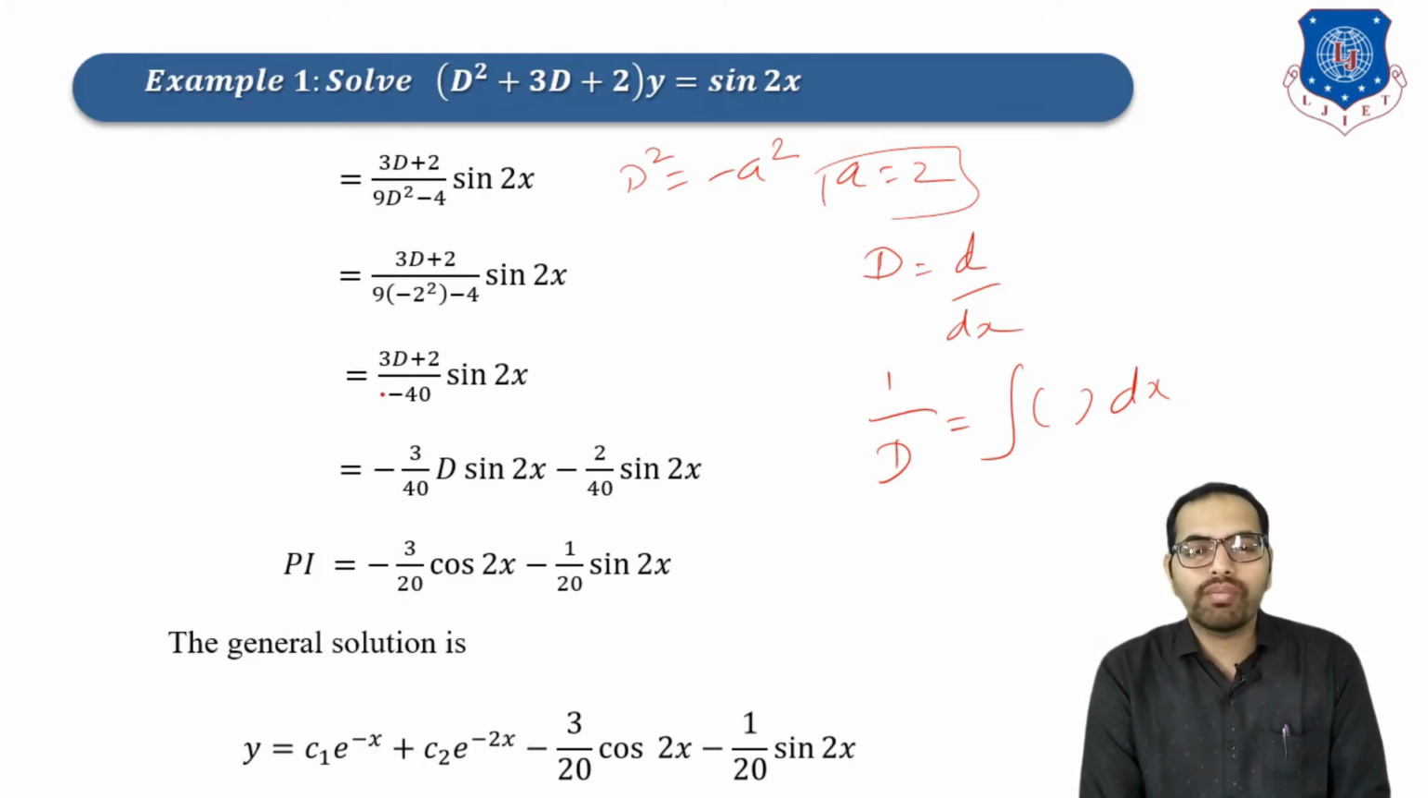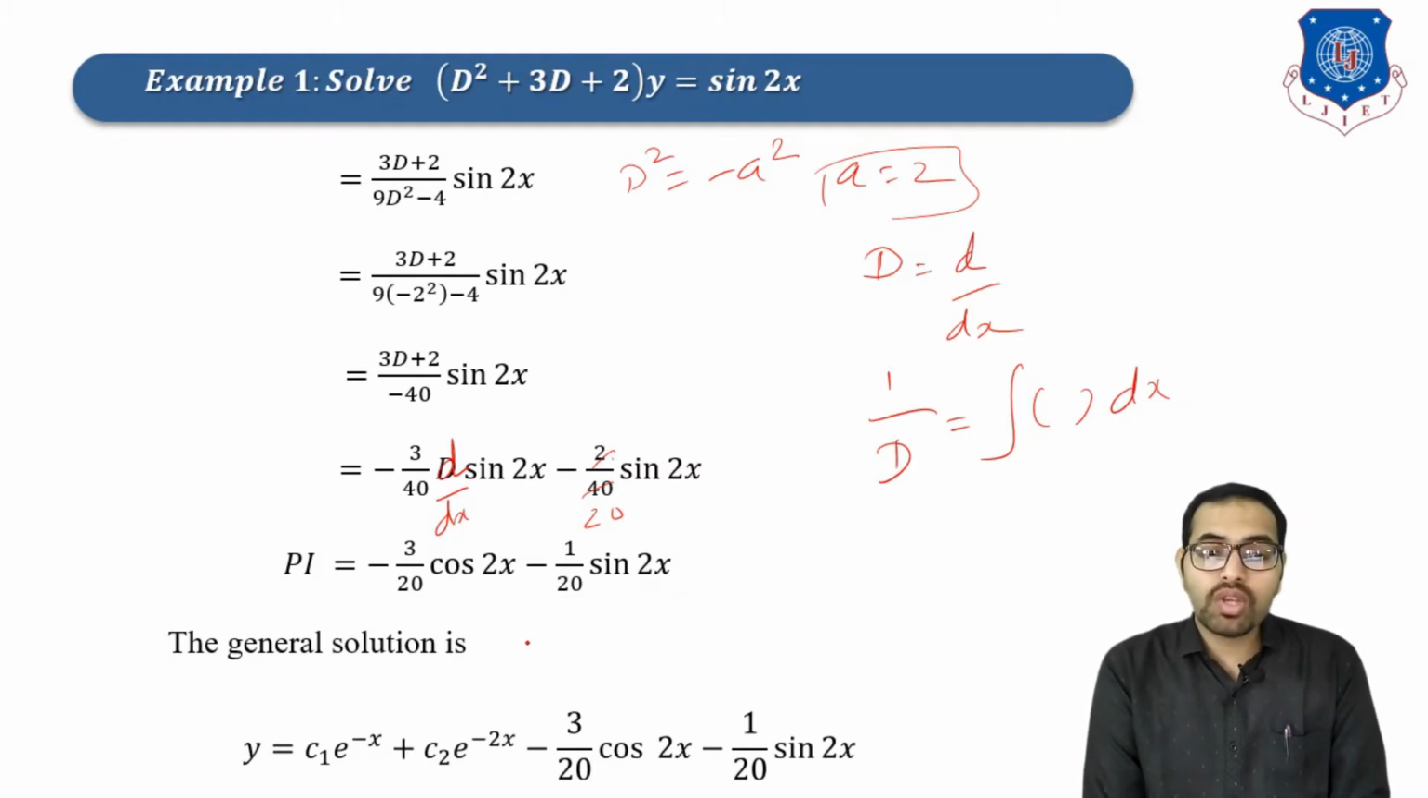See here, in terms of product form, minus 3 by 40 kept as it is, D which is replaced as d by dx or derivative, that is D indicated by the operator, then we can write it as d by dx, capital D of sin 2x, minus 2 by 40 sin 2x. Here the operator was not present, so it is kept as it is. Here 2 twos are 20, understood. Then minus 3 by 20 times the derivative of sin, that is cos 2x into 2, then the 2 will be cancelled out, then it becomes minus 3 by 20 cos 2x minus 1 by 20 sin 2x.